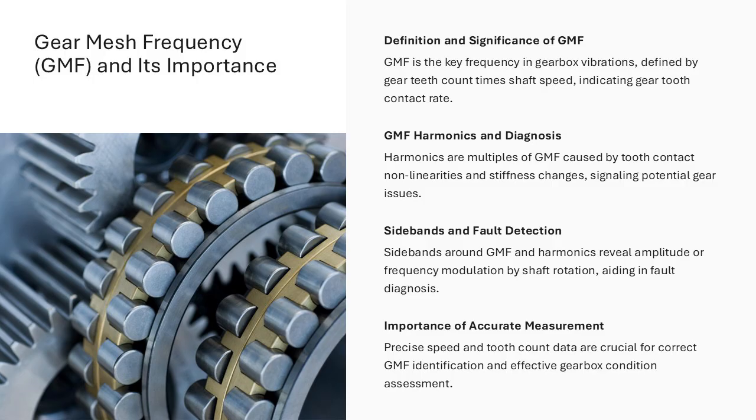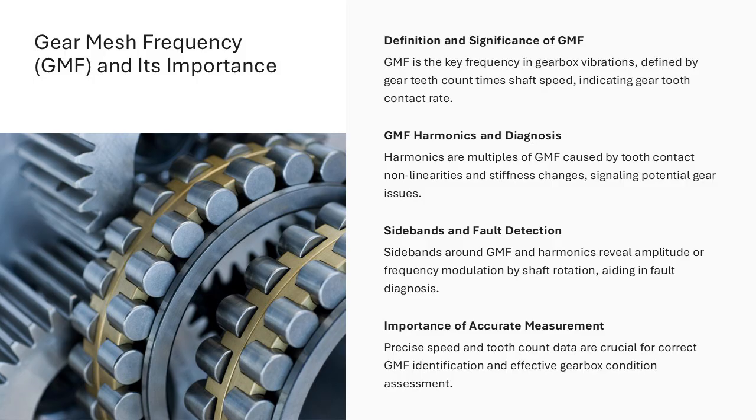Harmonics of GMF are integer multiples of the fundamental gear mesh frequency and arise due to nonlinearities in tooth contact, stiffness variations, and structural transmission paths. While the presence of some GMF harmonics is normal, changes in their relative amplitudes often indicate abnormal conditions such as wear, misalignment, or backlash. Engineers must therefore evaluate GMF not in isolation, but in the context of its harmonic structure.